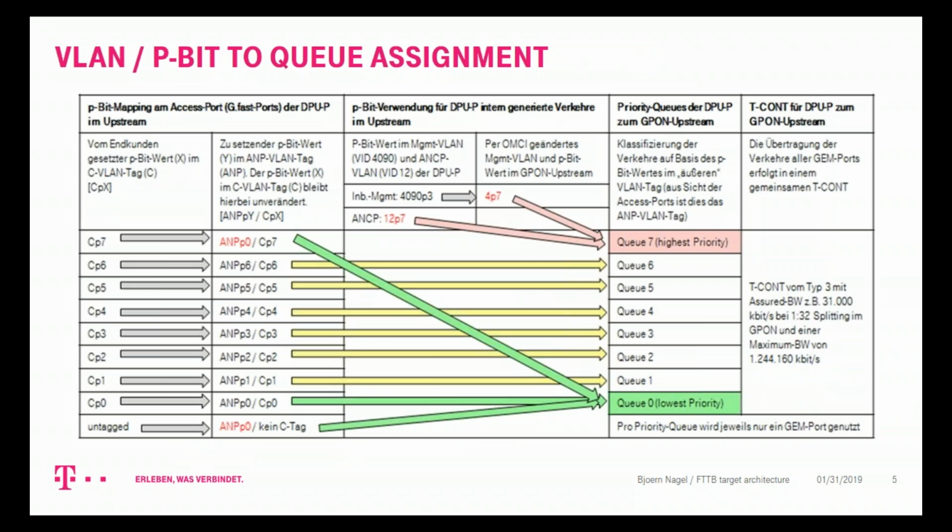So here you can see the p-bit behavior or the p-bit handling that I already mentioned on the first slide, a little bit visualized. On the left-hand side you can see the customer-provided information. The VLAN we don't care about, therefore it's represented by just a C. Then we have all the p-bits, and we also have the untagged option on that side. Then the DPU has to add the outer tag, which is here represented by AMP, which stands for Access Node Port Tag.